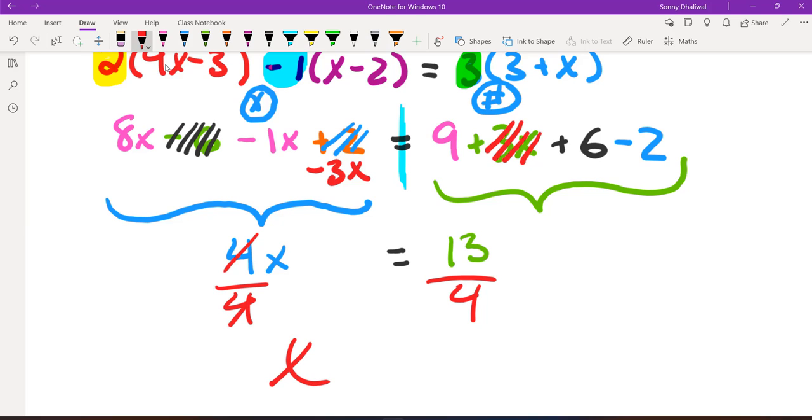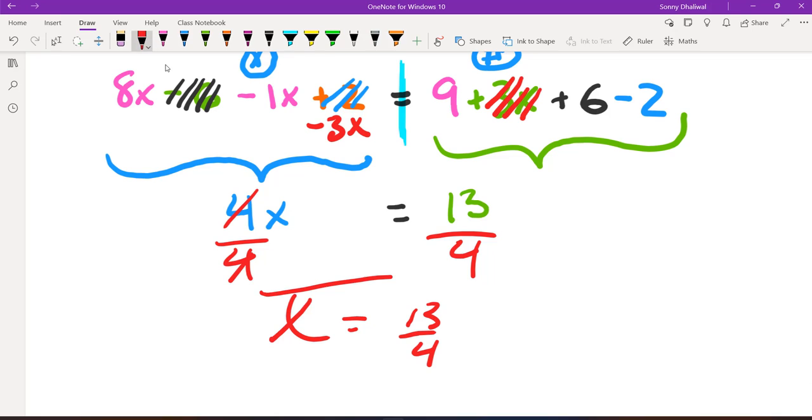And we have x is equal to 13 over 4 is our answer. Not too bad. Yeah, a lot more steps.